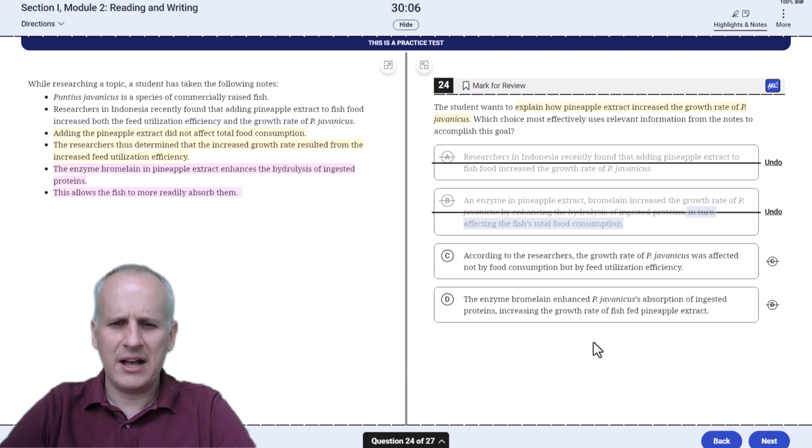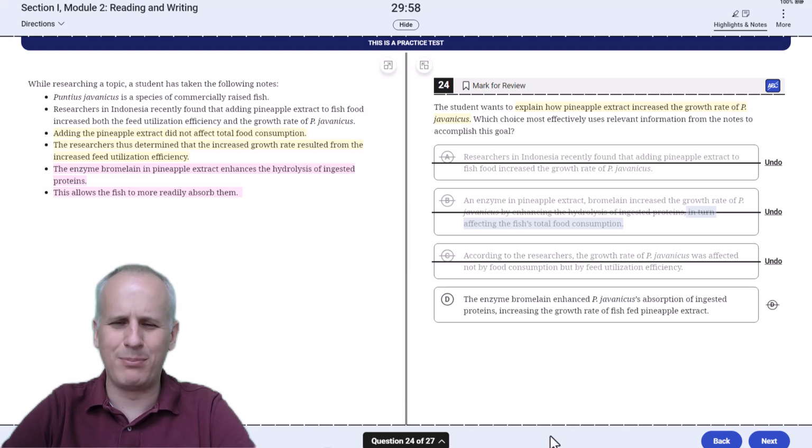Then choice C, according to the researchers, the growth rate of P. javanicus was affected not by food consumption, but by feed utilization efficiency. Again, this might be true, but it's not telling us how the pineapple extract increased the growth rate of P. javanicus. Then choice D, the enzyme bromelain enhanced P. javanicus's absorption of ingested proteins, which matches this pink part here, increasing the growth rate of fish fed pineapple extract, brings in the pineapple extract, and D is our correct answer.